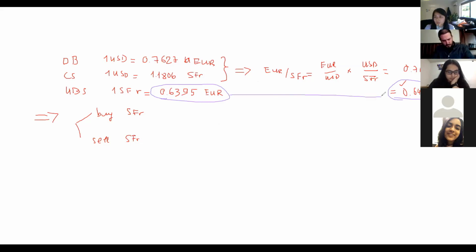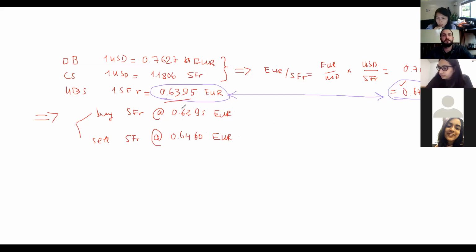Comparing these two different rates, can you tell me which rates you want to buy and which rates you want to sell? So you want to buy at 0.63 and you want to sell at 0.64? Exactly right. So you want to buy at 0.6395 euro and you want to sell at 0.6460 euro. Okay. Spot on, guys. So we have identified the first step, which is where to buy and where to sell.